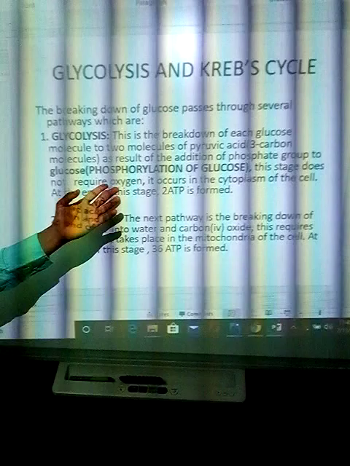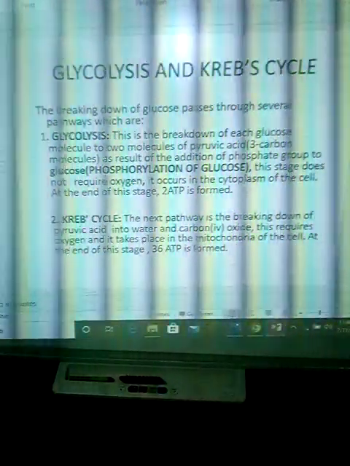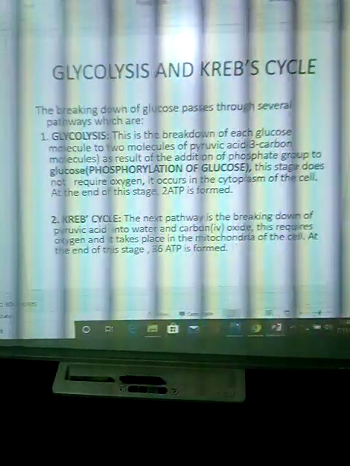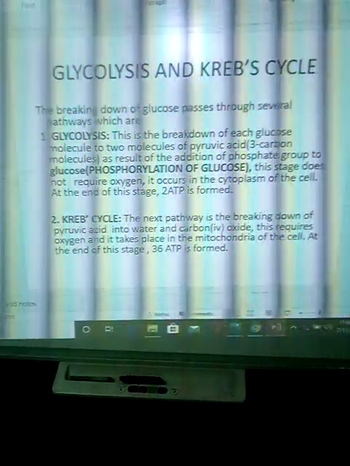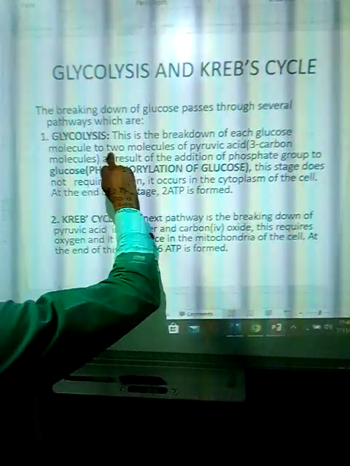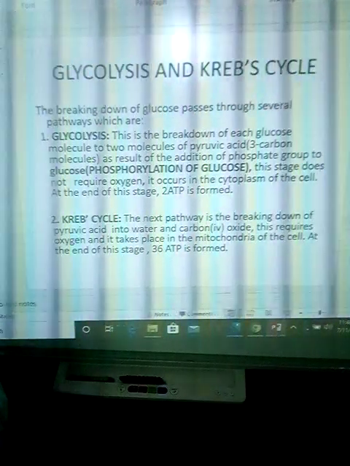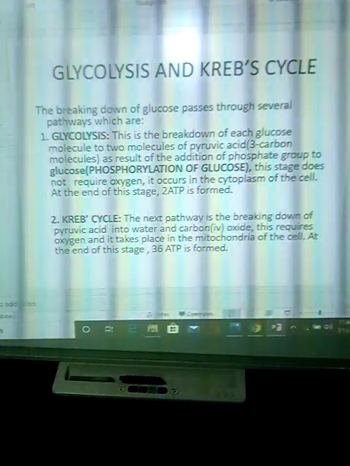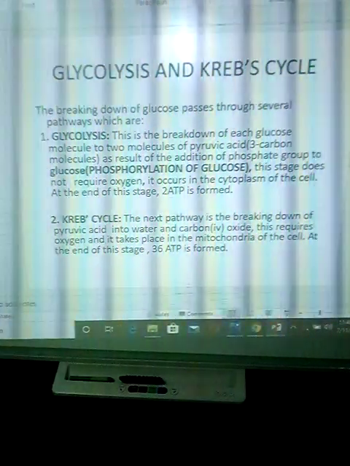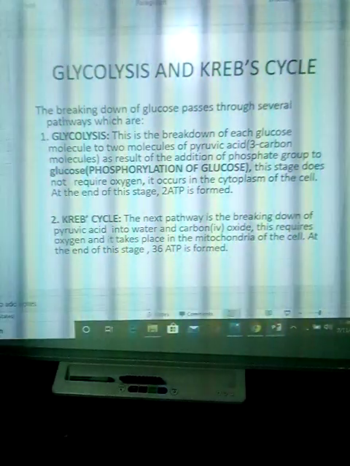Now, this stage does not require oxygen. Glycolysis does not require oxygen. It occurs in the cytoplasm of the cell. At the end of this stage, 2 ATP is formed. Now, let's move on to Krebs cycle. In this stage, we are taking in ATP and a phosphate group, and in the end, 2 ATPs are generated. The next pathway is the breaking down of pyruvic acid into water and carbon dioxide. This requires oxygen, while glycolysis does not require oxygen.